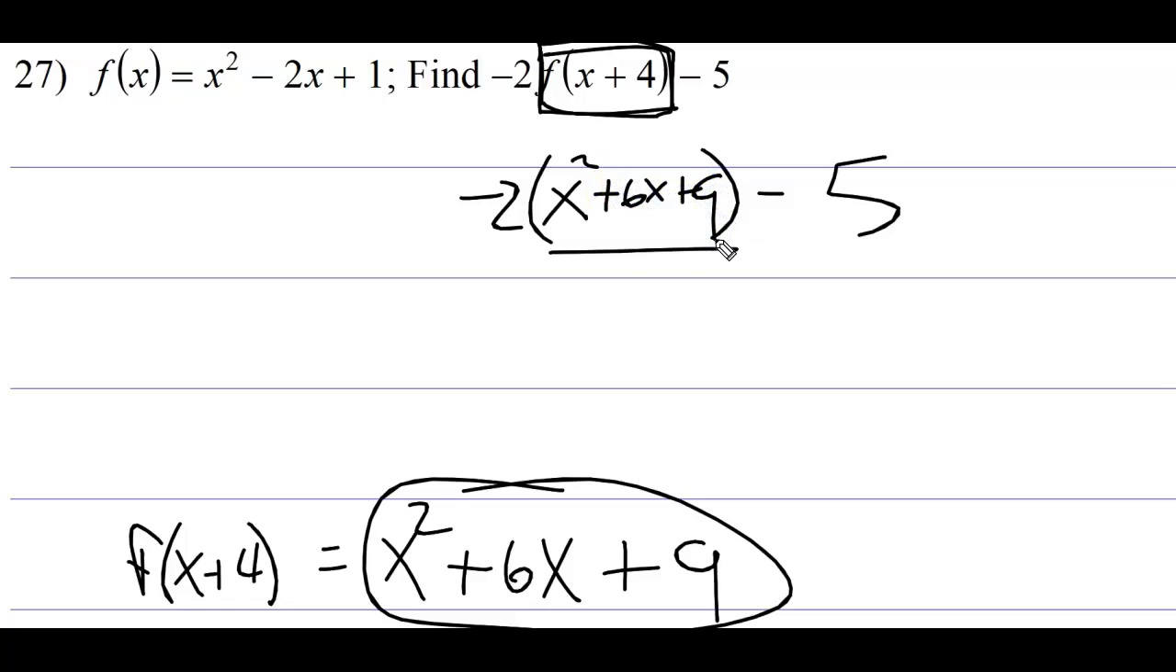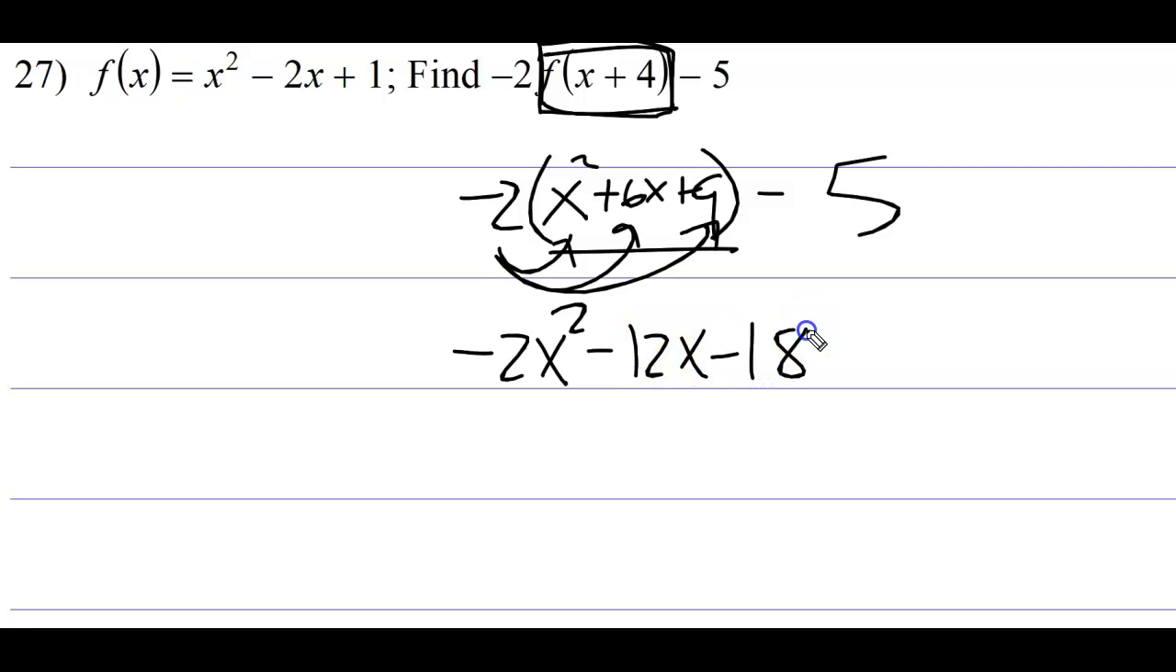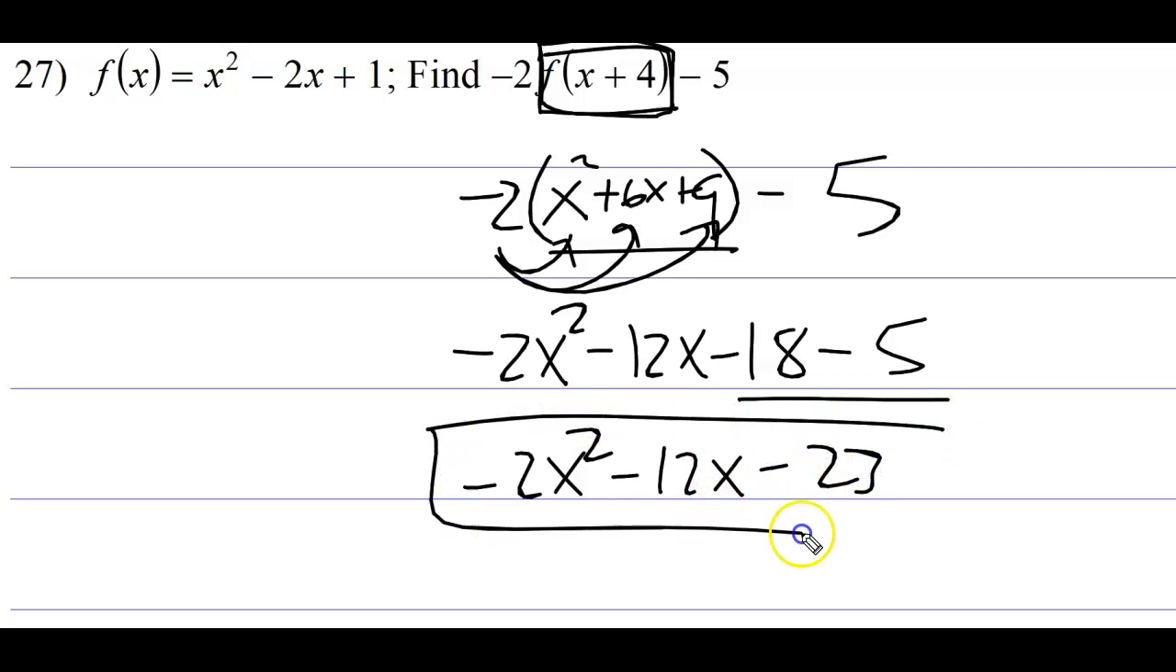And from there, you just go ahead and do whatever math is indicated. So in this case, we're going to distribute first. And then we're going to combine any like terms. The 18 and the 5 can go together to make negative 20. And there's our final answer. Okay, so once again, start by finding what the f of whatever is first. Once you know that, then replace that with your answer to get the final result.